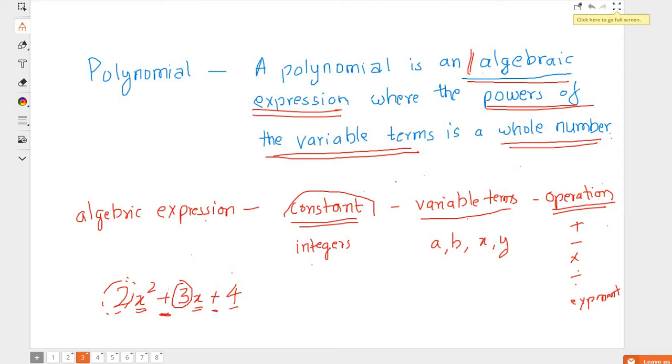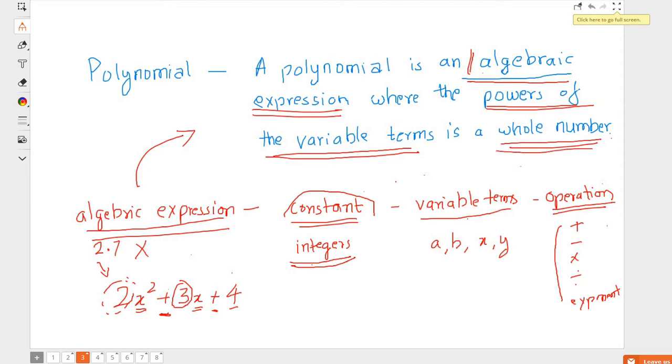Now notice that only these operations are allowed. Any other operation like the remainder operation is not allowed. Another more important thing to notice is the constant terms have to be integers. So if in place of 2 it was 2.7, this won't be considered an algebraic expression. Now coming back to the definition of a polynomial, it's an algebraic expression where the powers of the variable term is a whole number.